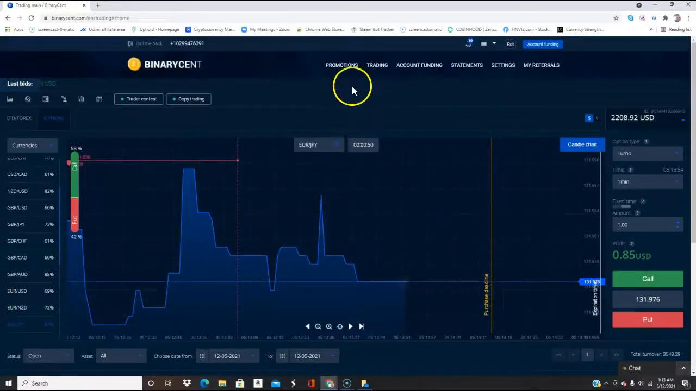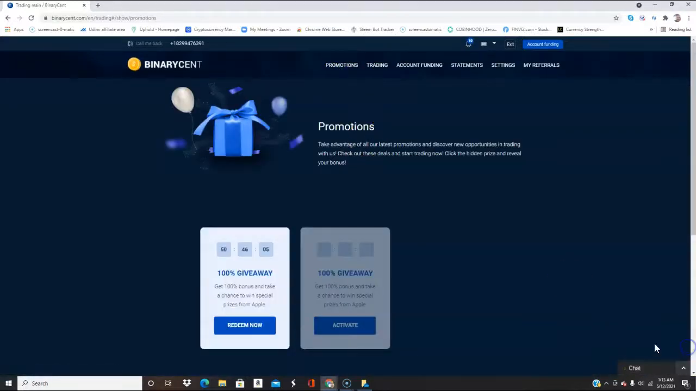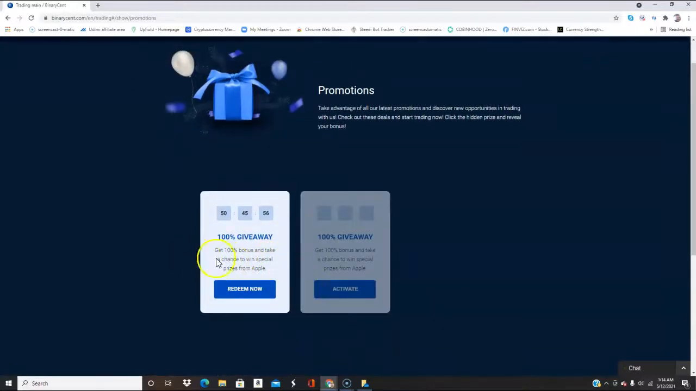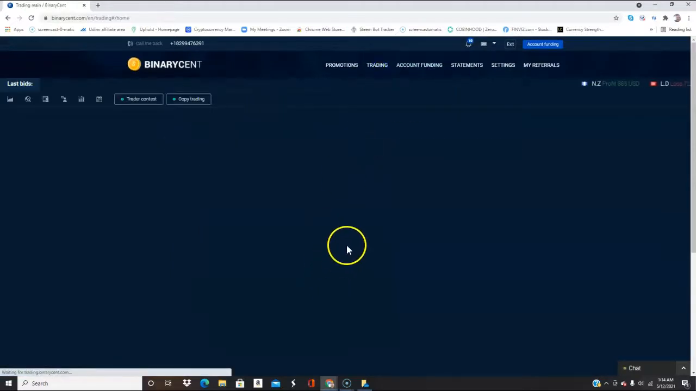Now let's say there's a promotion. You might want to look at a promotion. There's a giveaway, 100% giveaway bonus. You can redeem now, activate. So on a deposit, you'll get 100% match. If you wanted to go back to trading, click trading.